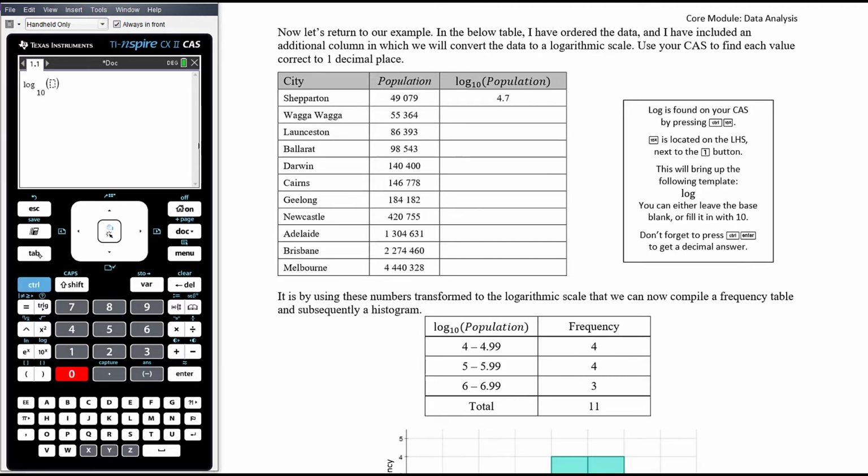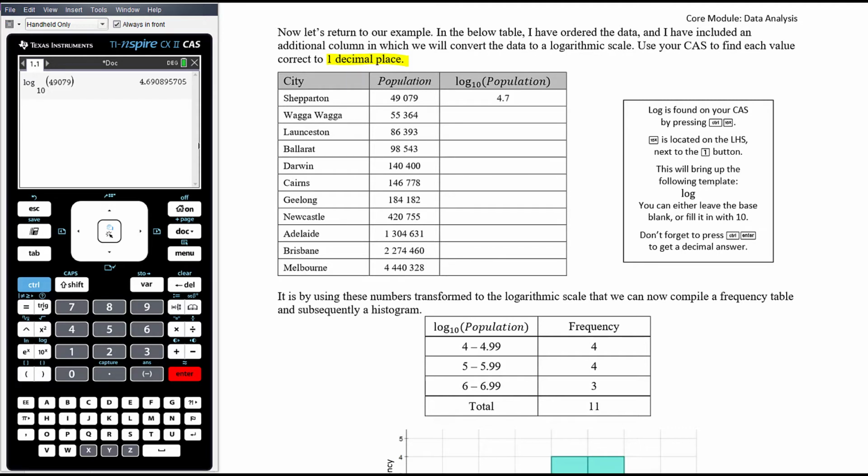So log base 10 of, if I typed in that 49079 and press Control Enter to get it as a decimal, to one decimal place it is 4.7.